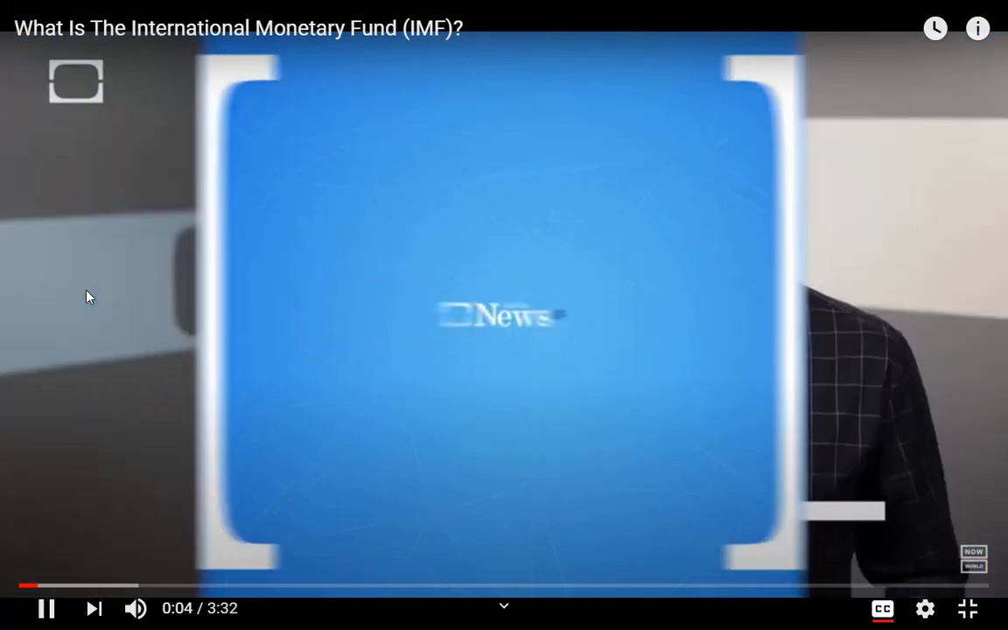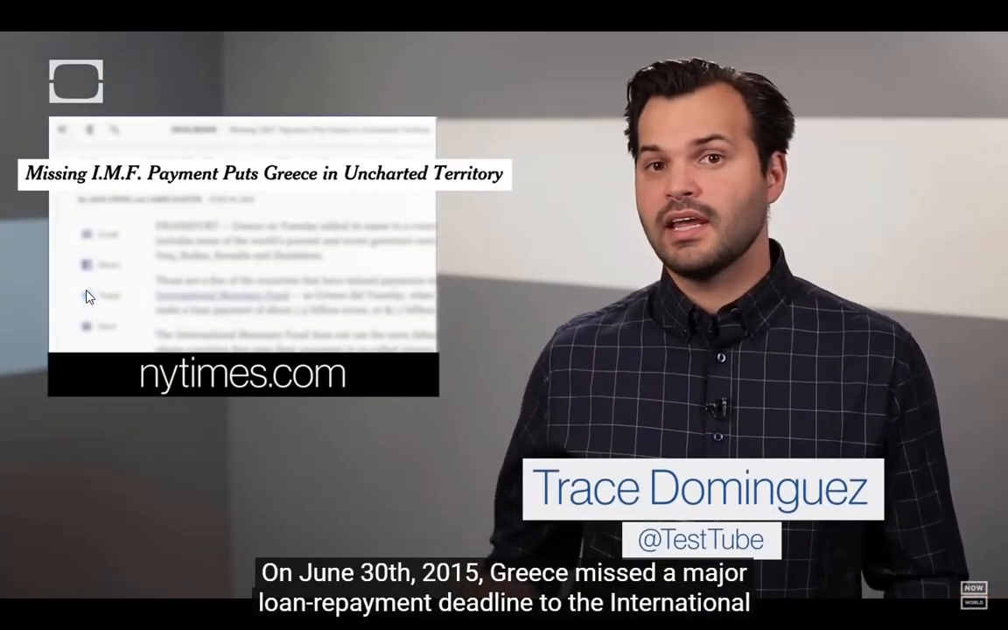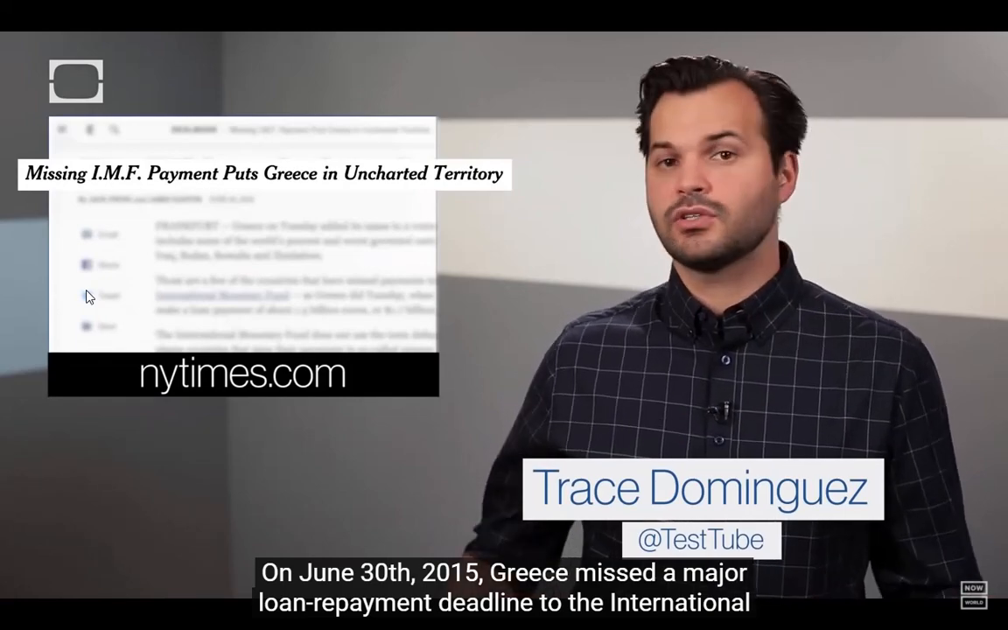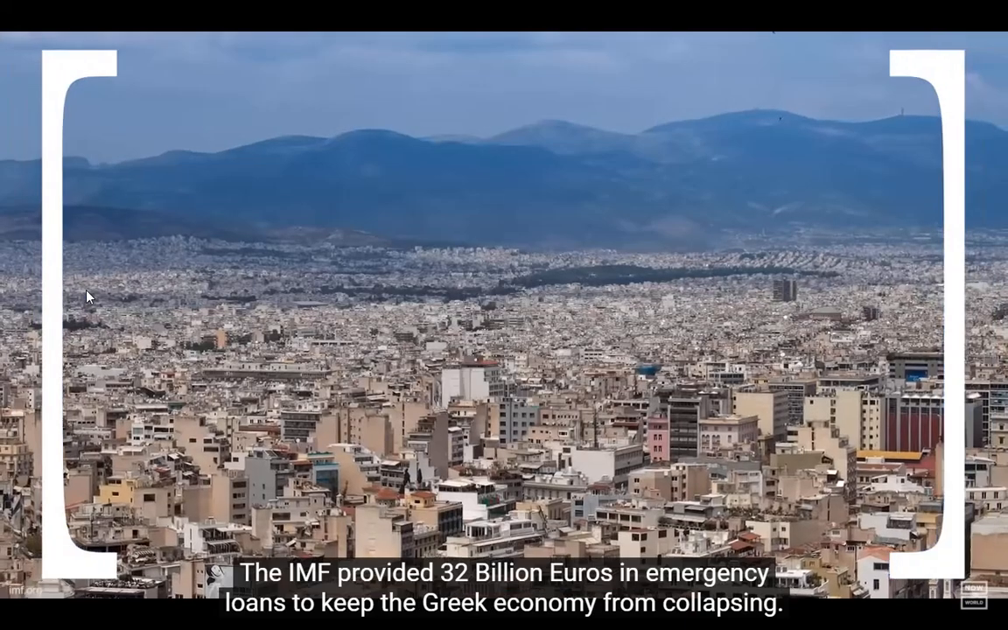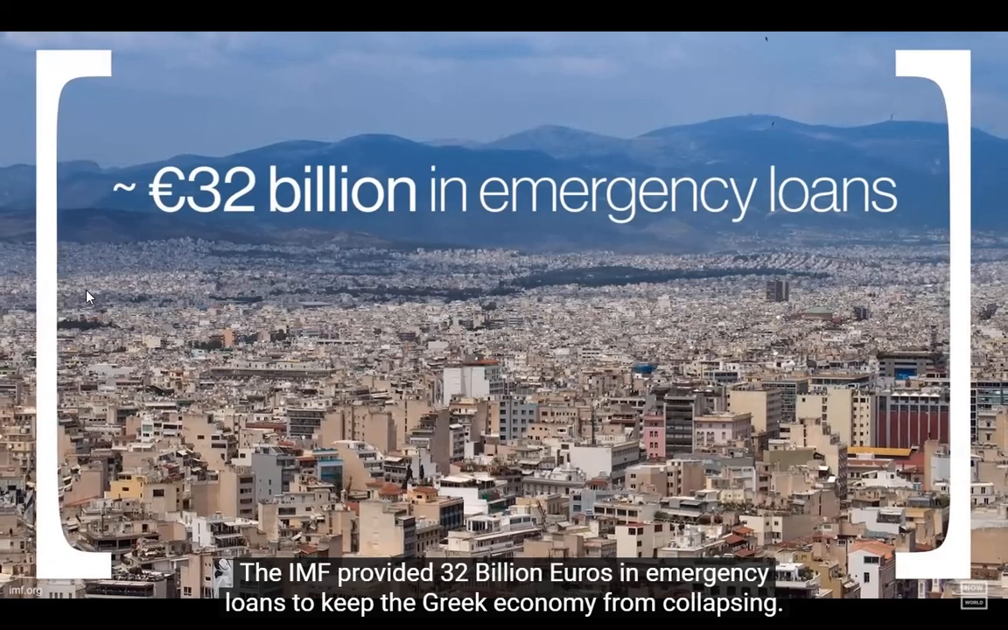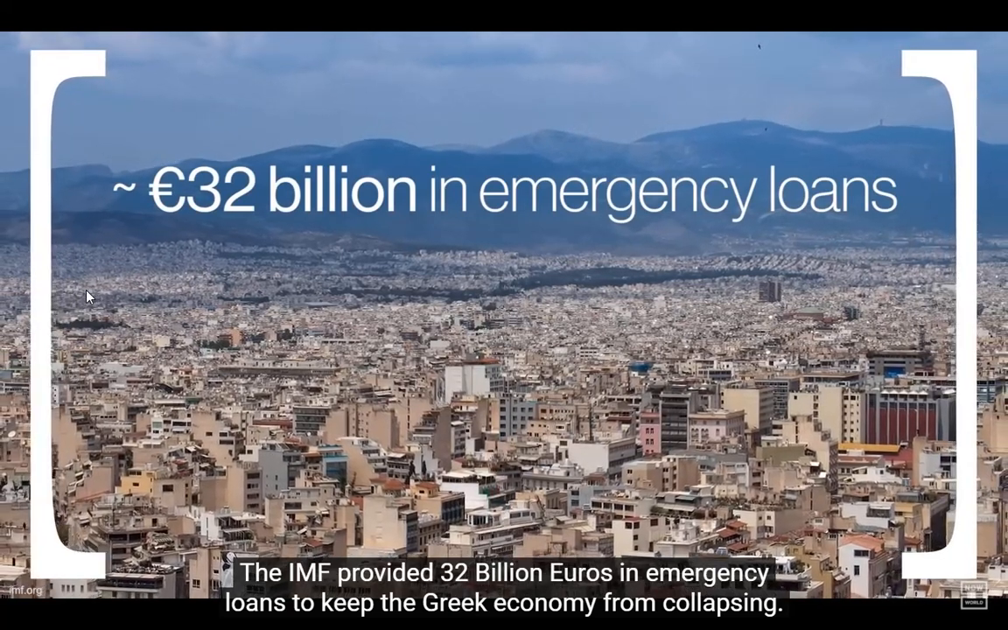All right, IMF. Who's getting service? On June 30th, 2015, Greece missed a major loan repayment deadline to the International Monetary Fund. The IMF provided 32 billion euros in emergency loans to keep the Greek economy from collapsing.